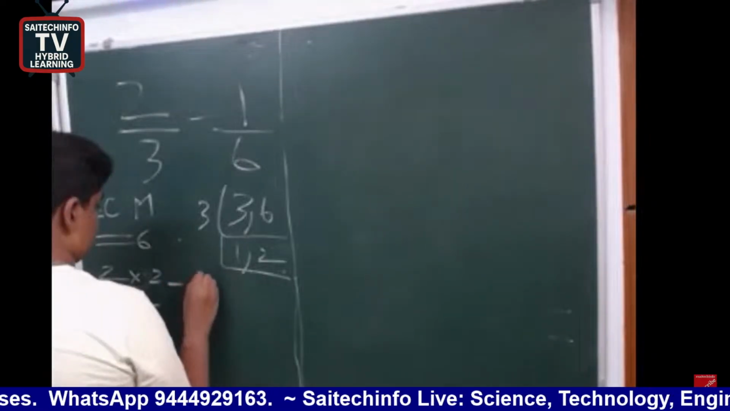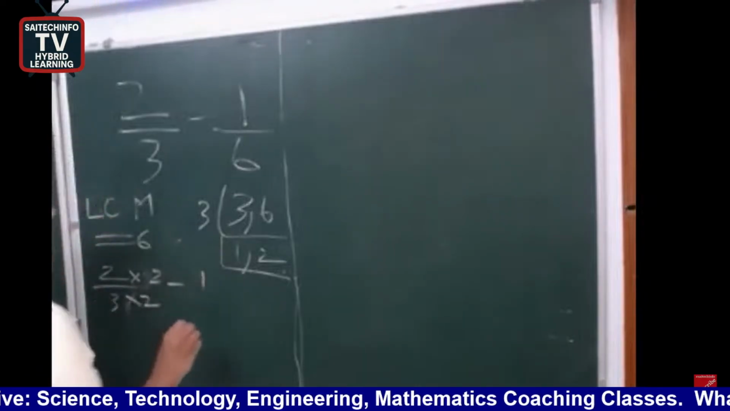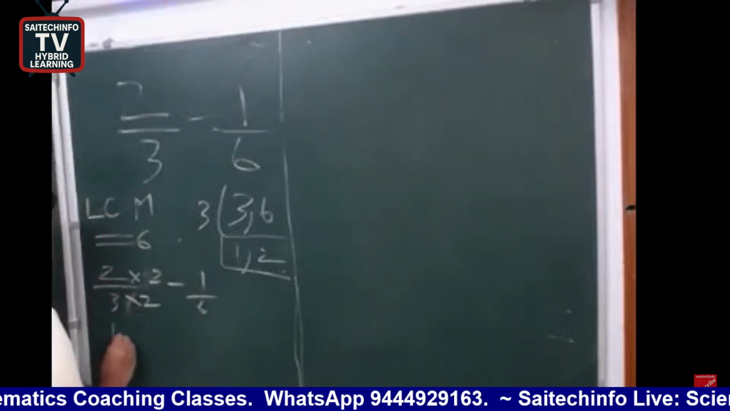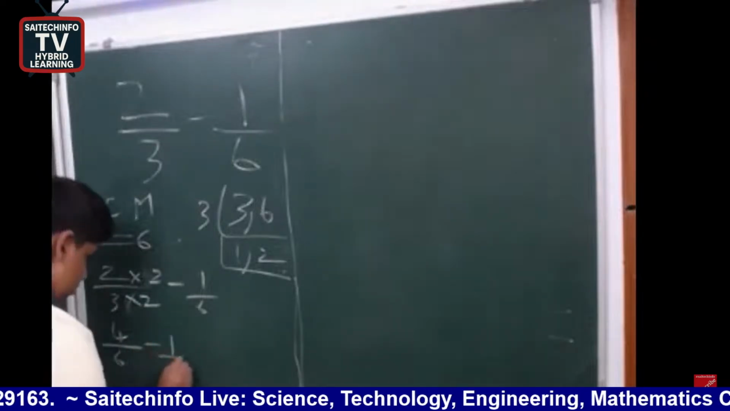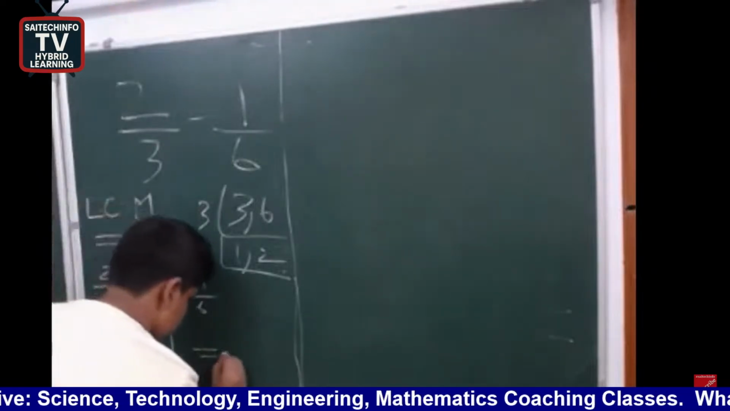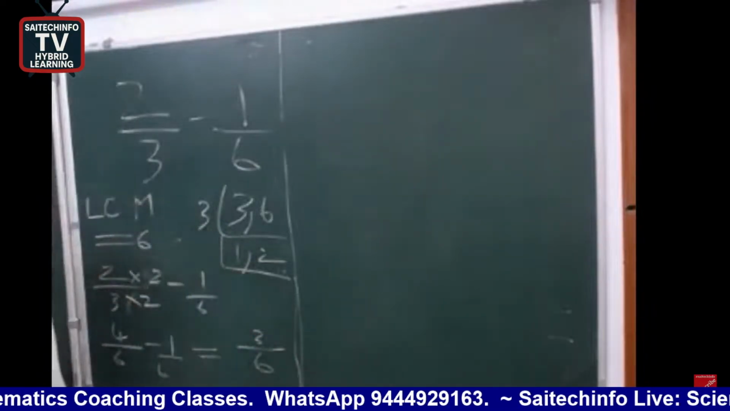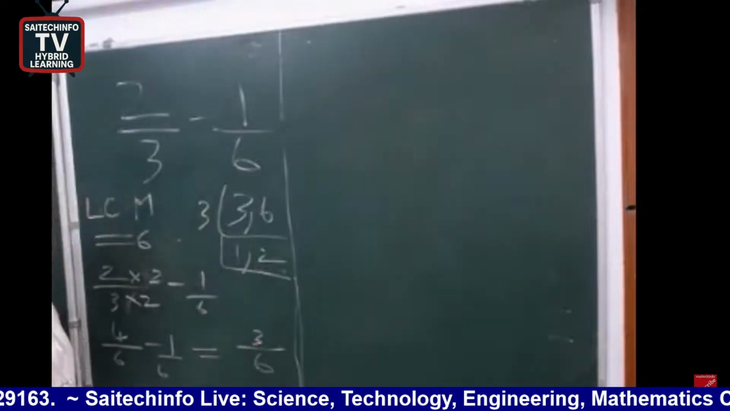4 by... here 6 is there, so you can leave it as such. Now 2 2s are 4 divided by 6 minus 1 by 6. So 6 is common. 4 minus 1 is equal to 3. Can you strike out? 3 by 6, you can reduce the fraction.